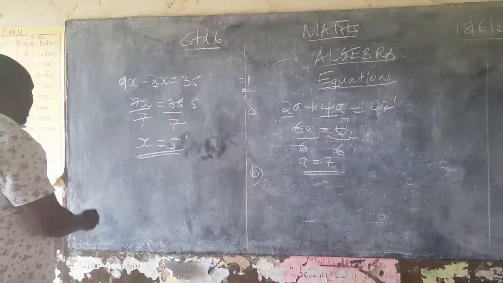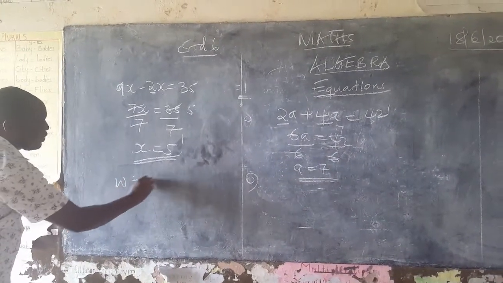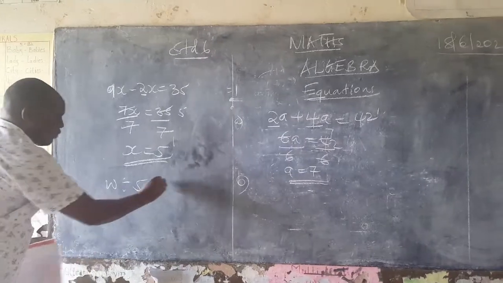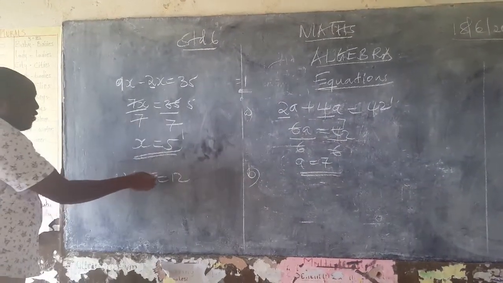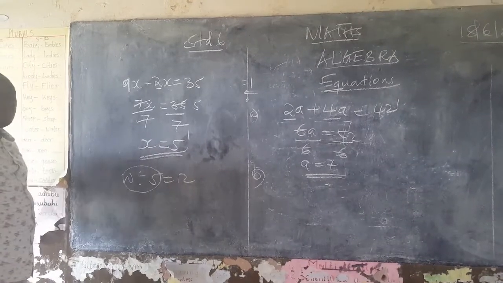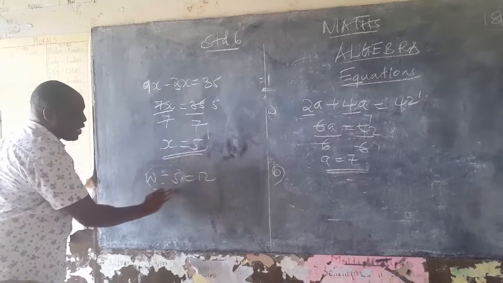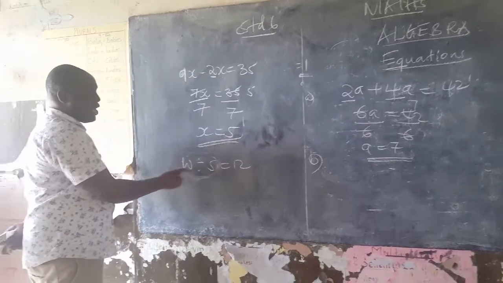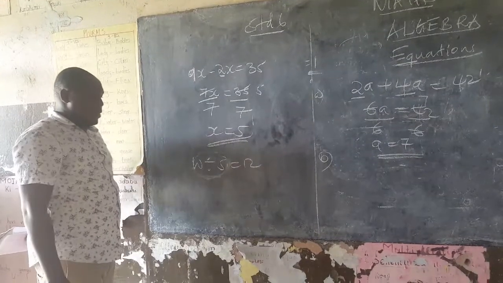Then you can have another example, just like w divided by 5 is equivalent to 12. Now that's where we have a problem, Lana. When they have given you this type of division, what do you do? That is very, very important. There are two ways of doing this question. W divided by 5 is equal to 12.